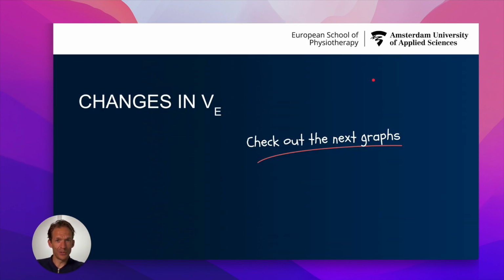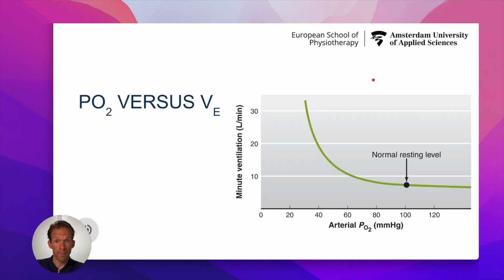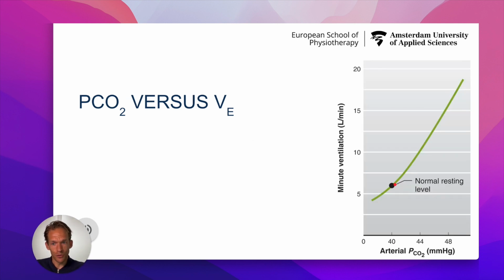So how does it work? How do these different changes have an effect on minute ventilation? Well, in this graph you can see the minute ventilation on the vertical axis and the arterial PO2 on the horizontal axis. What is interesting here is that around the normal 100 millimeters of mercury, the normal arterial PO2, an increase or decrease is not really going to do much to the minute ventilation. If you look at CO2 though, you will see that definitely that does have an impact either up or down depending on the pCO2.